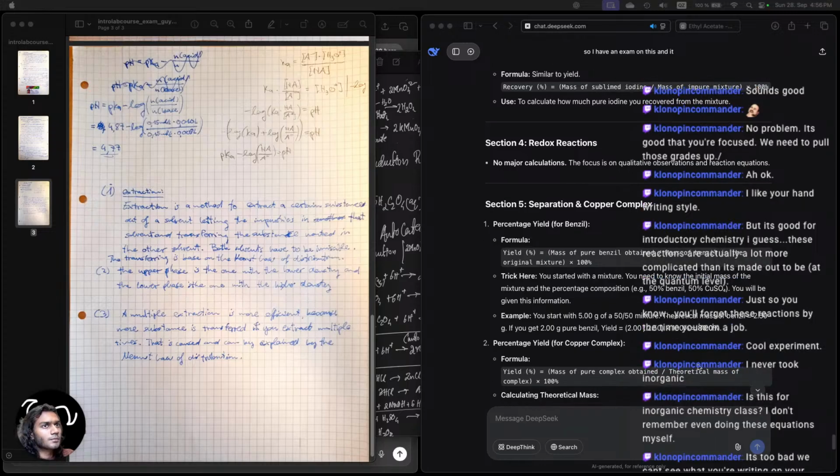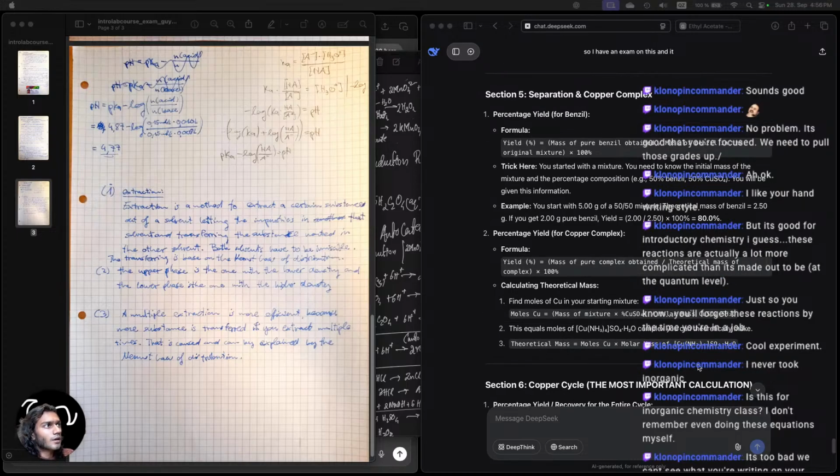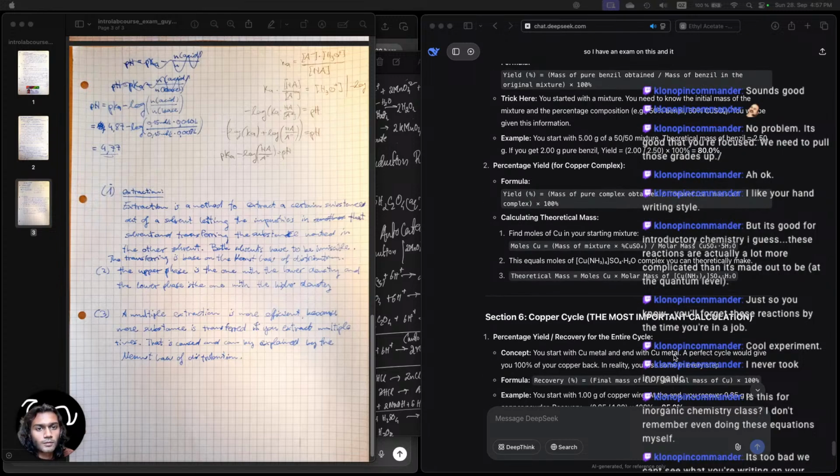Mass of the pure complex obtained by theoretical mass of the complex. Yeah, these are all pure by theoretical mass, or percentage yield. Mass of the pure benzil. Now that's percentage yield for... That's an equation right there.